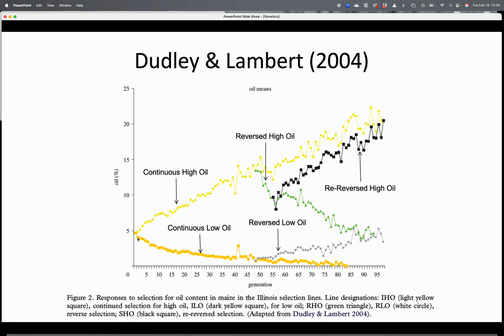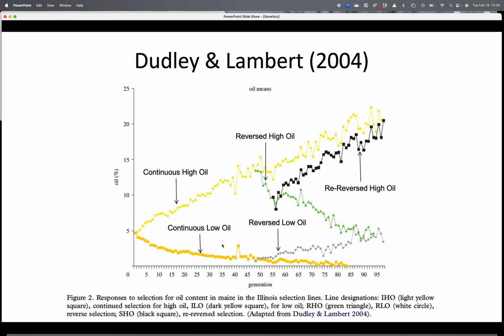And what they did was they took their corn crop and they divided it into two populations. In one population, they would only allow corn plants that were producing more than average oil in their seeds to reproduce and form the basis of the next generation. That's the continuous high oil population.